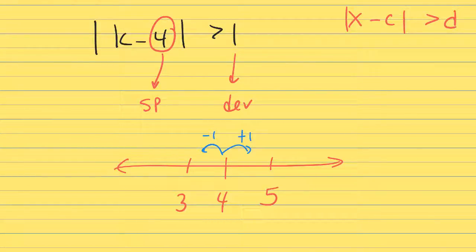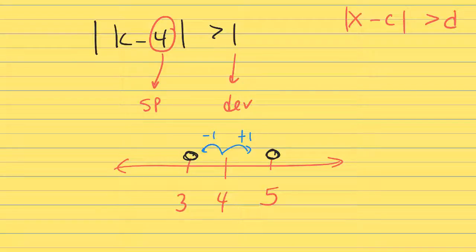I know that it's an open circle at 3 and 5. And since I see a greater than sign, I know already I'm going to shade outward, but I can test the regions to make sure. Try 6. If I plug 6 into the original, I get 2 is greater than 1. That is true. So this region over here is true.